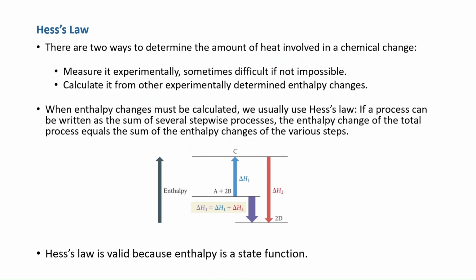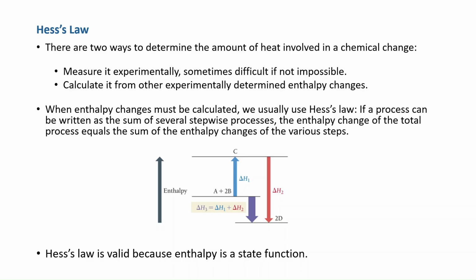So this is the important thing, Hess's law. Sometimes you can determine experimentally the enthalpy change in a reaction, like we did in the previous chapter. But sometimes you can't, for whatever the reason. There's a million different reasons why you cannot do it.